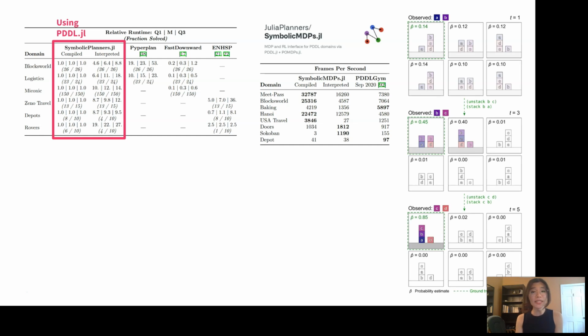In addition, PDDL.jl can be composed with probabilistic programming libraries such as Gen to perform Bayesian state estimation from partial observations. For example, here I'm showing how blocks world states, whose variables and relations are exposed by PDDL.jl, can be inferred under a partial observation model where only the topmost blocks are visible, where that model is specified in Gen. As more observations are received, the inference algorithm converges to the ground truth state.